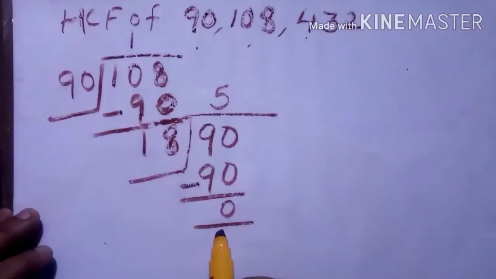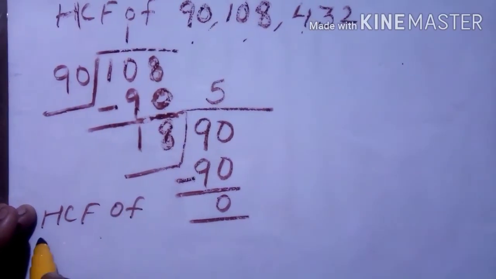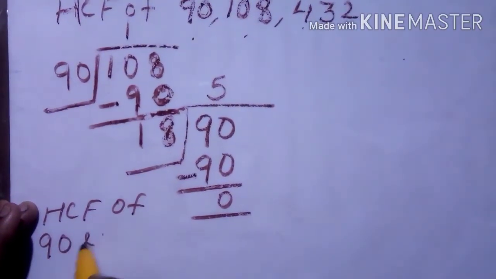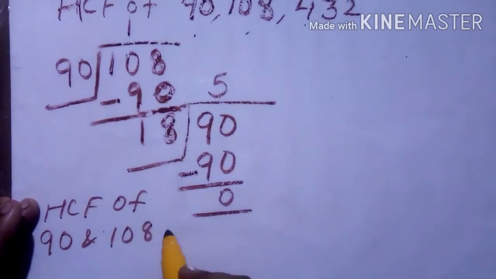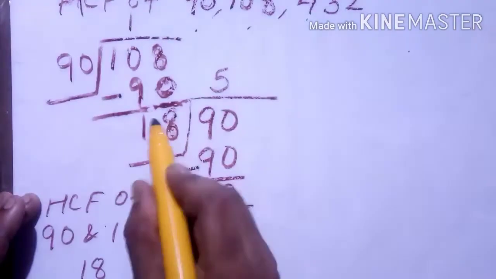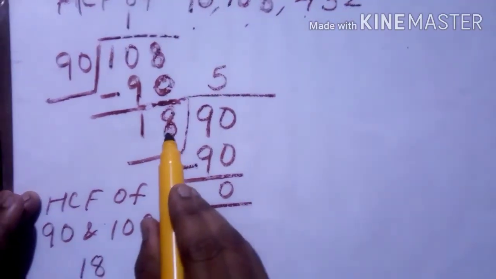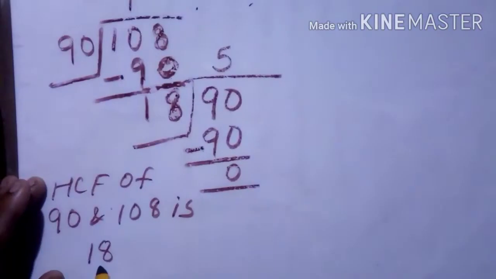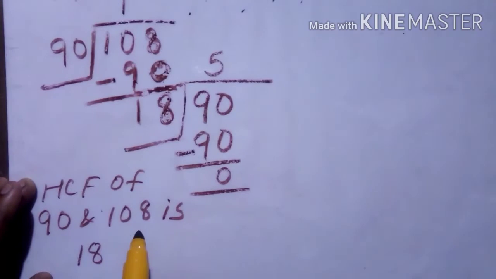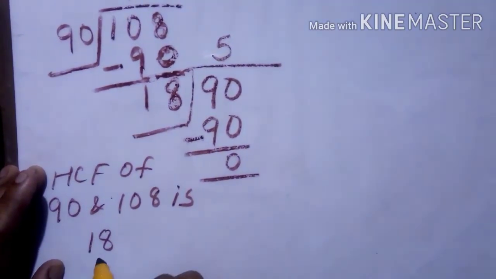So the HCF of 90 and 108 is 18, which is the last divisor. We get 18 as the last divisor. So 18 is the HCF of 90 and 108. 90 and 108 have the HCF 18.